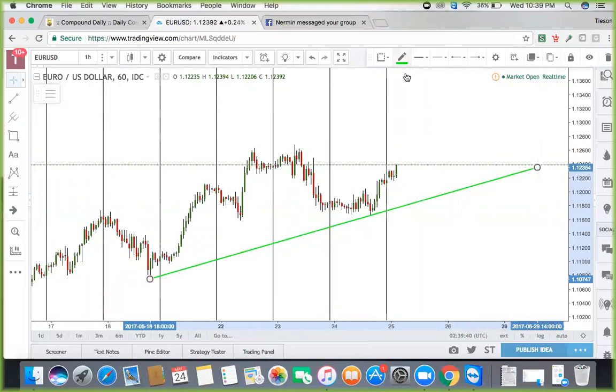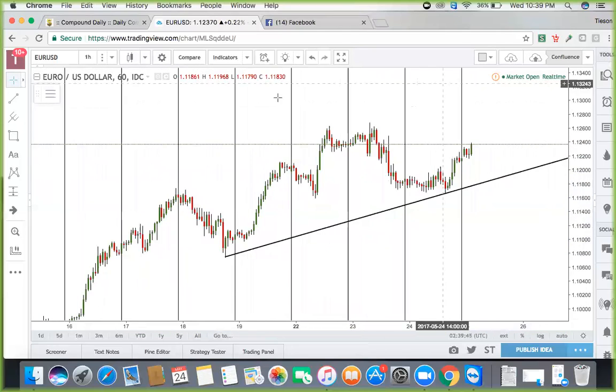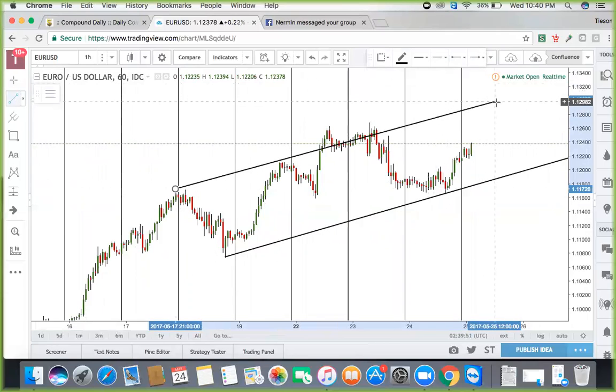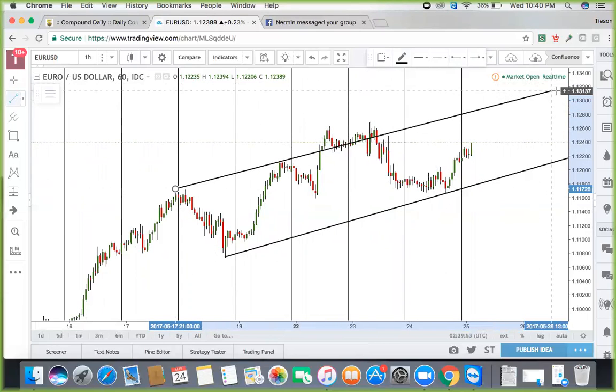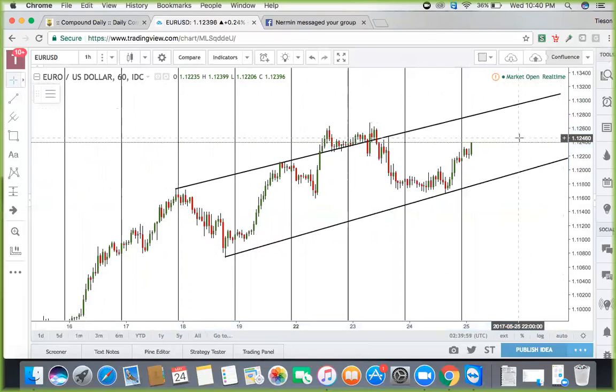And I'm not going to make it green. We're going to make it black. All right. And then let's see if I can draw another valid one. Cool. So right now, I see price is kind of trapped in a little channel, or it's been respecting this channel.